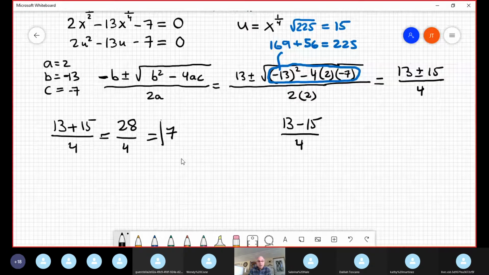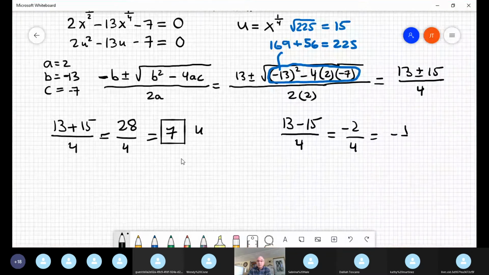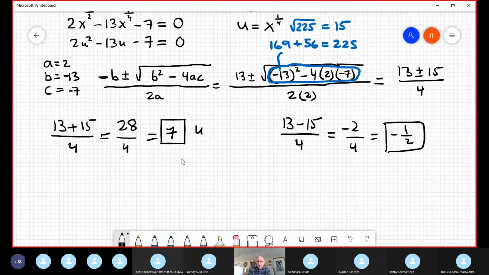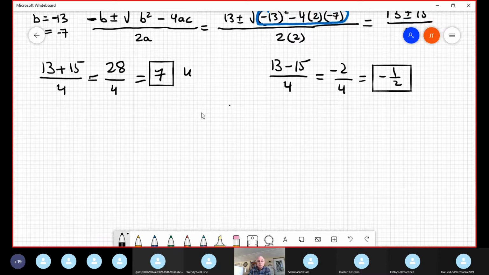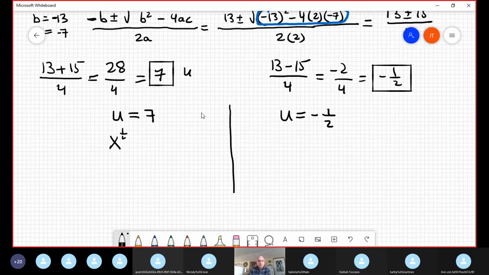Okay. 7 is our first solution, but don't forget that this is the u value. I need the x value, so the value of the original variable. The other one is -2 divided by 4, and in lowest terms it is -1/2. It's another solution, so I'm not finished. I split the paper in two parts: for u equals 7 and for u equals -1/2. Okay, now what is the connection between u and x? Oh, I remember that I defined u as x to the 1/4, so x to the 1/4 equals 7.